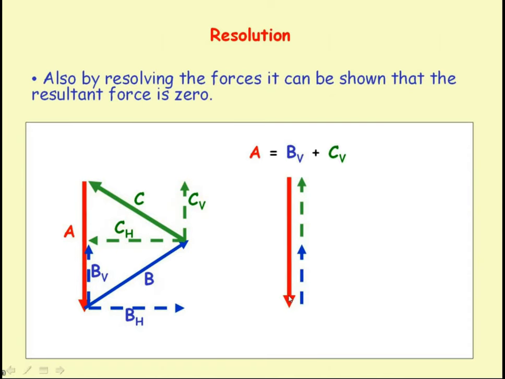So now let's consider the vertical components, where we add A with BV and CV. You can see that vertically the resultant force is zero. So our A is equal to our BV and our CV. We now consider horizontal components and we add BH and CH. Again, we can see that the resultant force is zero. So our BH equals our CH. So both vertically and horizontally, the resultant force is zero. So overall, the resultant force is zero, so the system is in equilibrium.